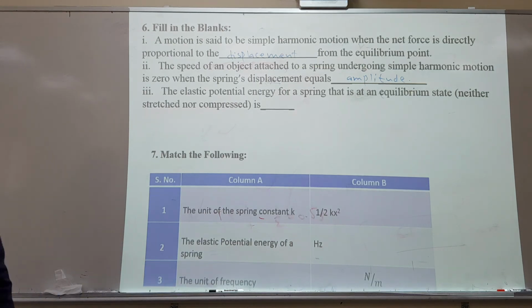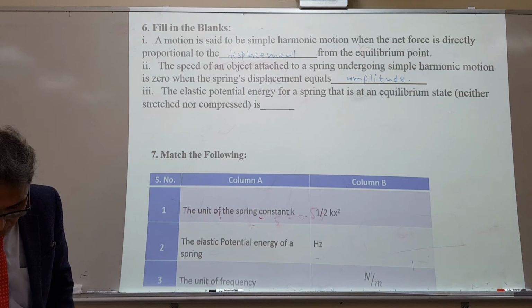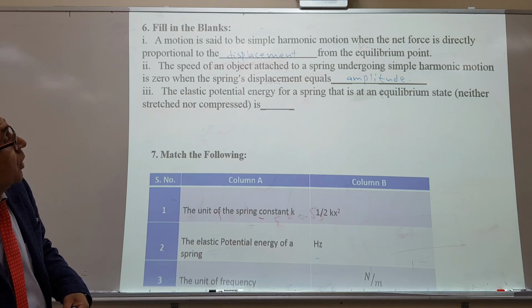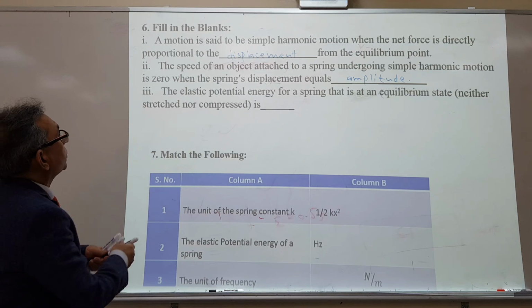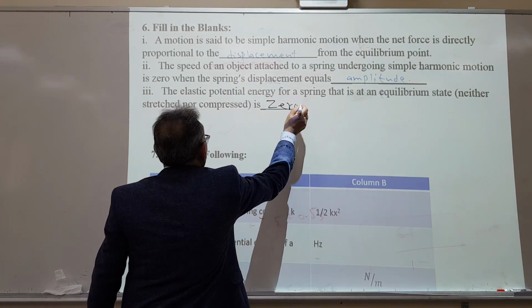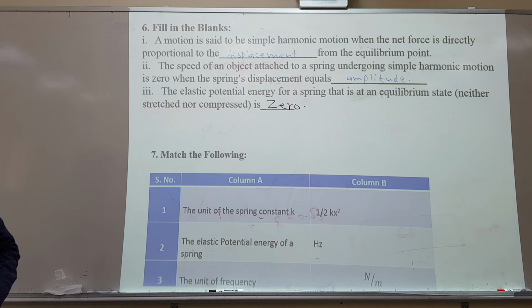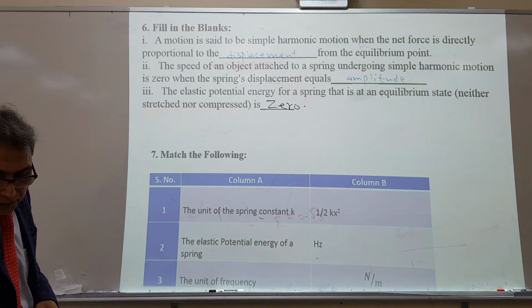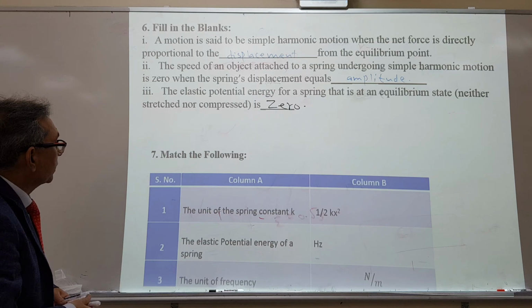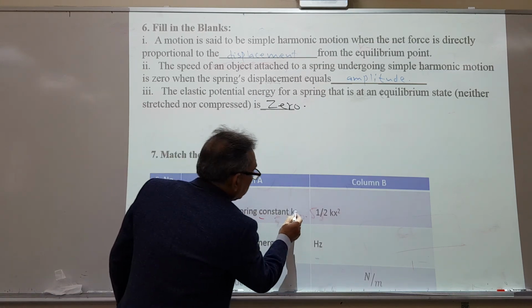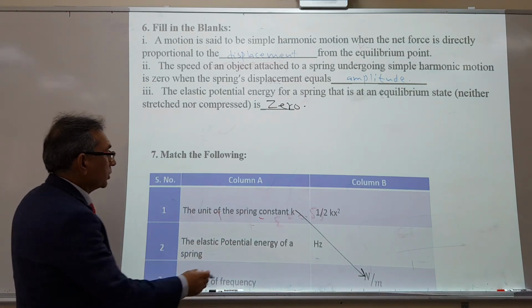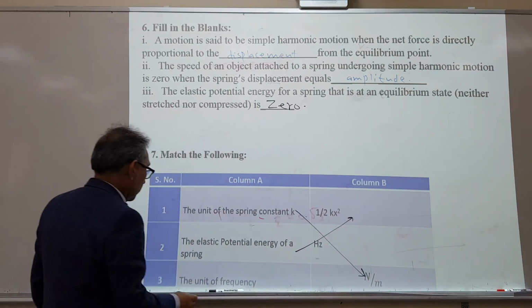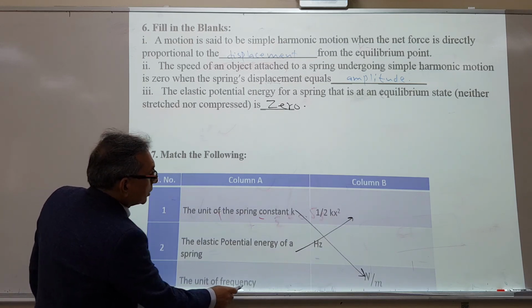Alright. And then you have the elastic potential energy for a spring that is at an equilibrium state, neither stretched nor compressed, is 0. Then you have the last but not the least: the unit of the spring constant K is Newton per meter. The elastic potential energy of a spring is given by half kx square, and the unit of frequency is hertz.